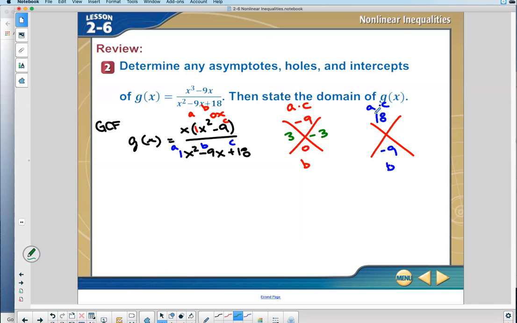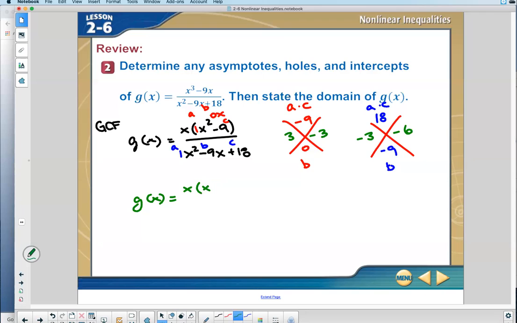Okay, over here, factors of 18 that make negative 9. Is it 1 and 18? Is it 2 and 9? Is it 3 and 6? Which ones could somehow give you a 9? 3 and 6. Okay, to make it negative 9, negative, negative. Well, 2 negatives when you multiply give me a positive? Yeah. Perfect. So we just found out g of x equals, we had this x up front.